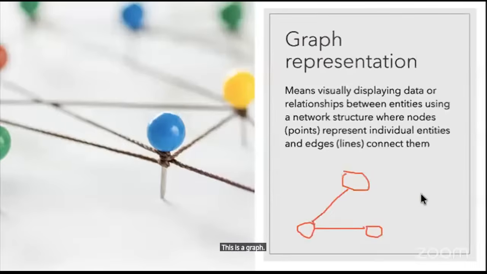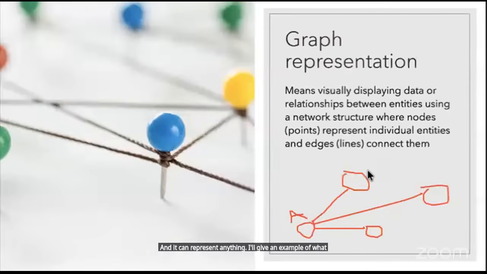And I can also draw it like this. This is a graph. And it can represent anything. I'll give an example of what it could be. C, D. Now, A could be, I'm just giving you an example, a very layman's example.